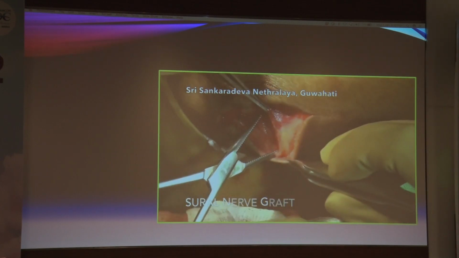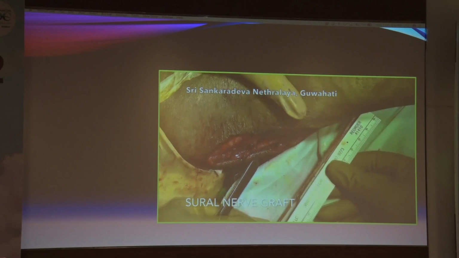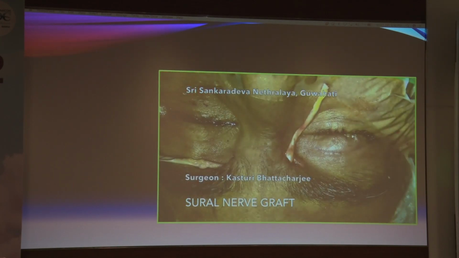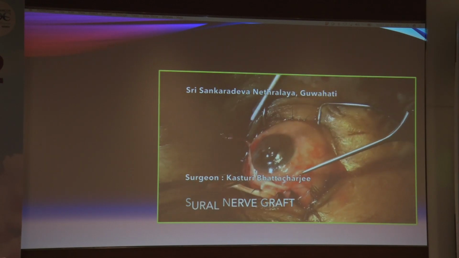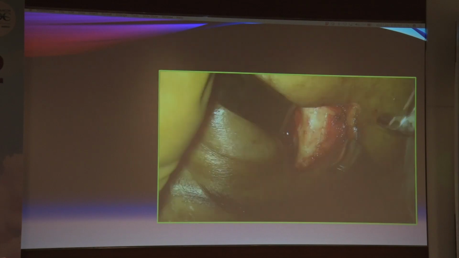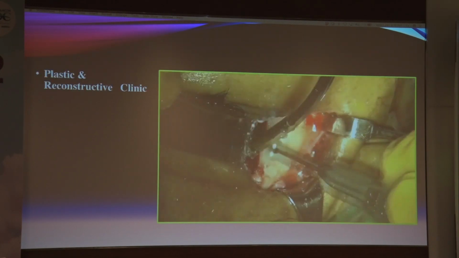And now the cornea surgeons want us to take the sural nerve for neurotization. I feel this is a very wonderful procedure, especially when you have something like a neurotrophic corneal ulcer, where you need to switch the sural nerve to one side of the trochlear nerve on the opposite side and make a blepharotomy. So along with this, we need to have a plastic and reconstructive clinic.